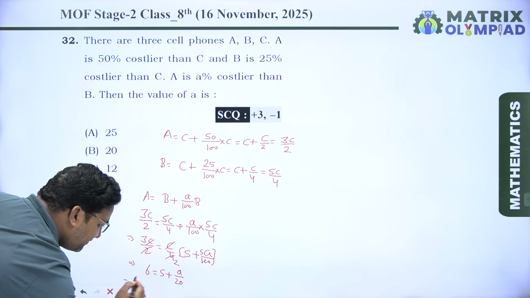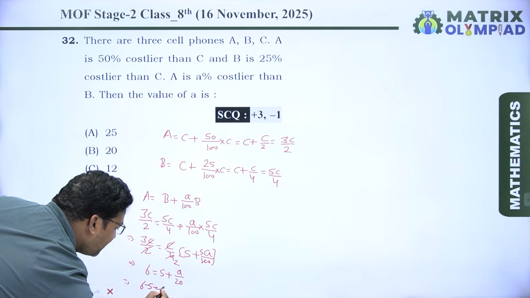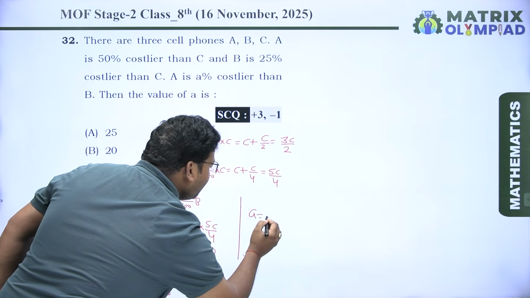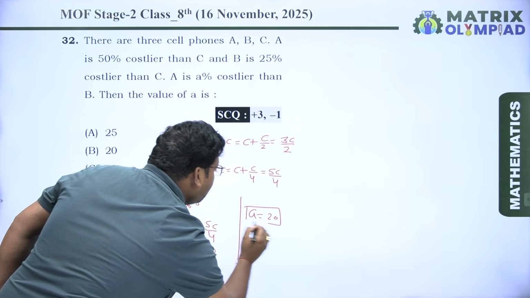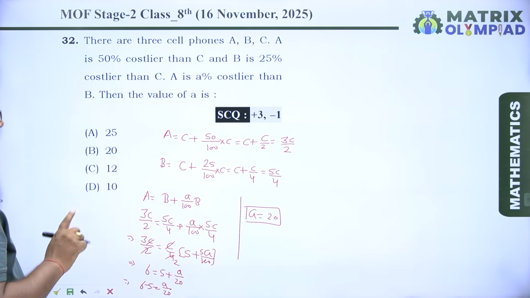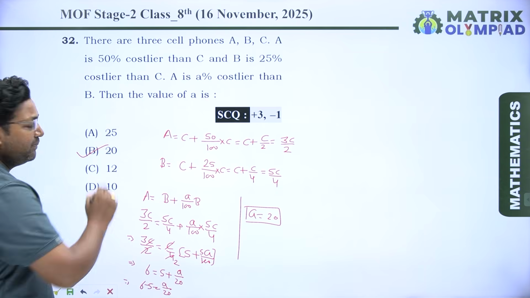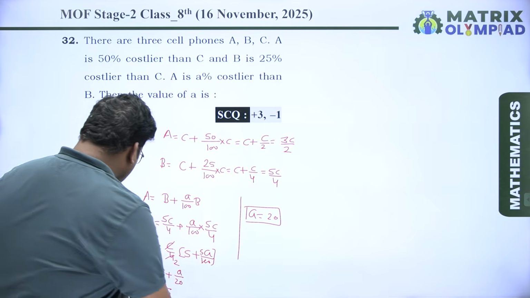Now you can see 5 is here. So 6 minus 5 equal to a upon 20. From here we will get the value of a is 20. And we have to find the value of a. So the value of a is 20, which is in option B. So option B is the right answer. Now coming to the next question.